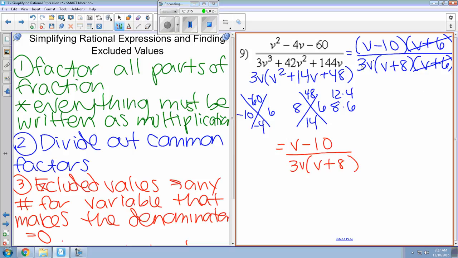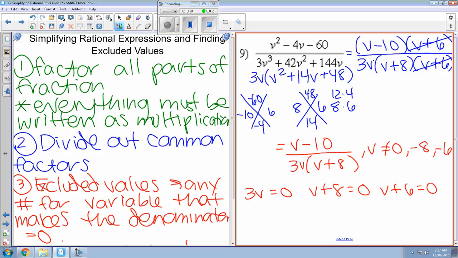To find your excluded values, again I'm going to set everything in the original denominator equal to 0. 3v equals 0 gives me an excluded value of 0. v plus 8 equals 0 gives me an excluded value of -8. And v plus 6 equals 0 gives me an excluded value of -6. You will begin to do those in your head, just like on here, and that is fine. But if you need to write all the work, that is also perfect.